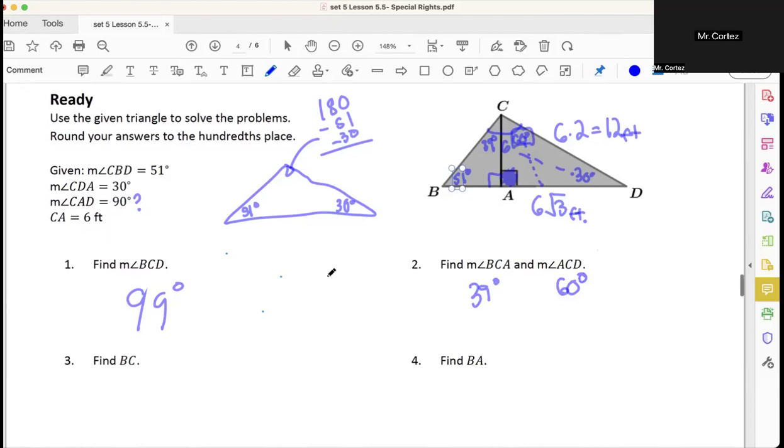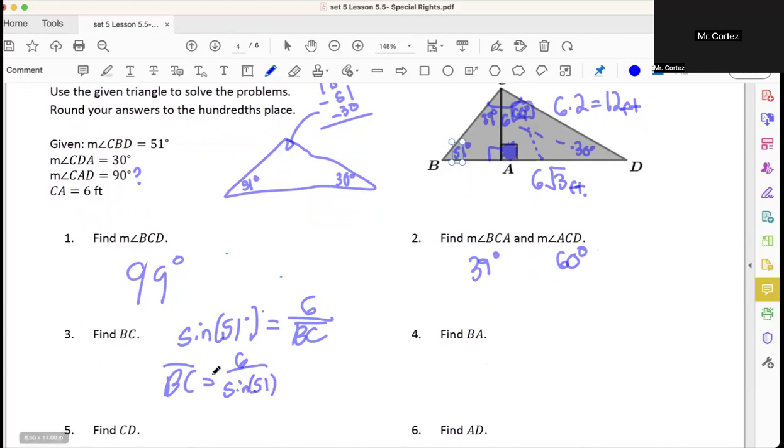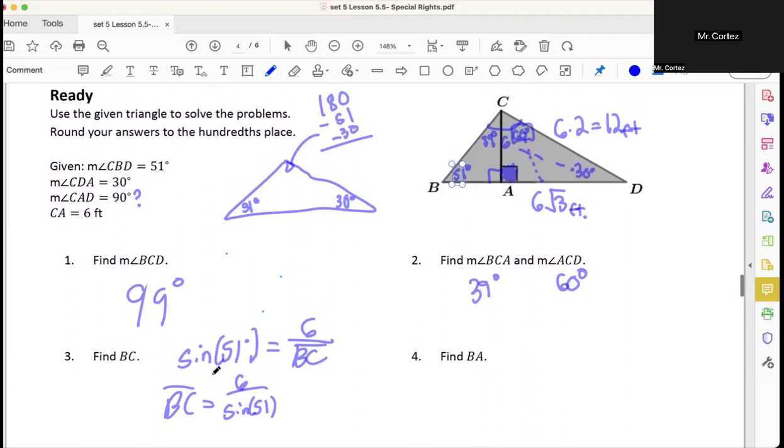BC you can get a hold of with trig, a variety of ways you could do that. I'm going to just follow through with the sine of 51 and how that should equal 6 over BC. You did something like this in the retrieval, which should eventually say that 6 over sine of 51 is equivalent to BC. So I'll leave you to get a hold of that in your calculator.